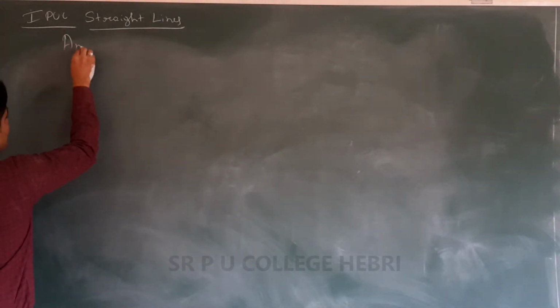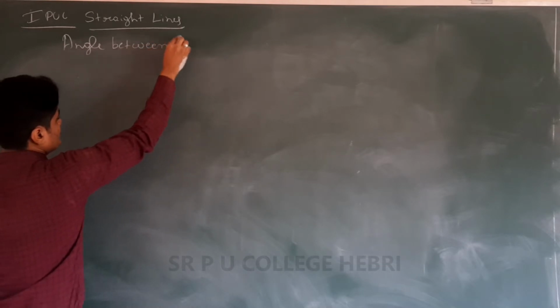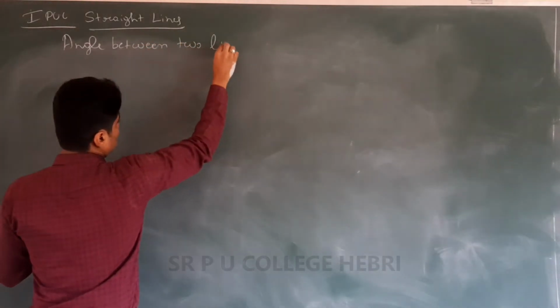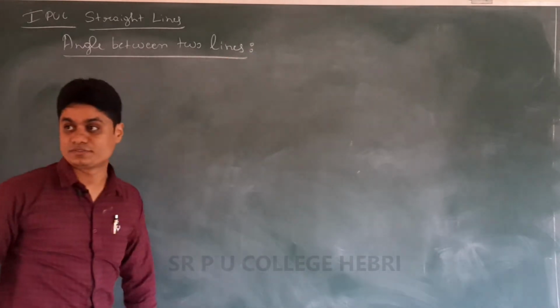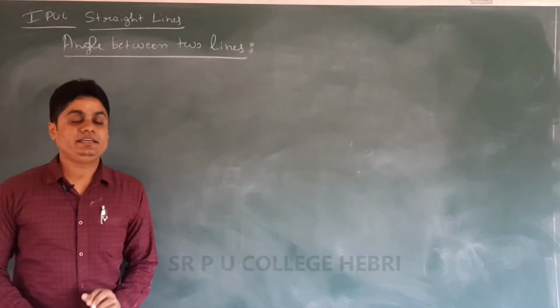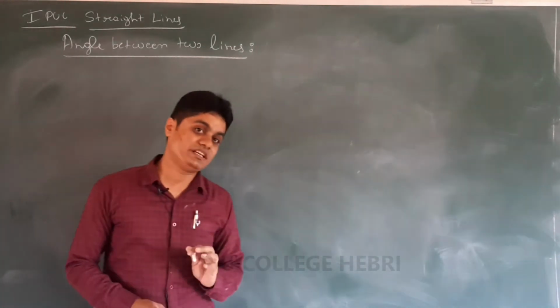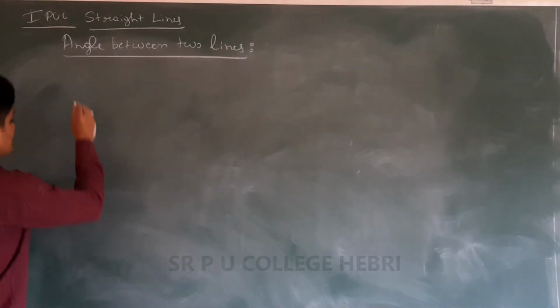Next heading: angle between two lines. We are going to find the angle between two straight lines. As I told, the given information is the slopes, nothing else. So observe carefully. The construction is as follows.